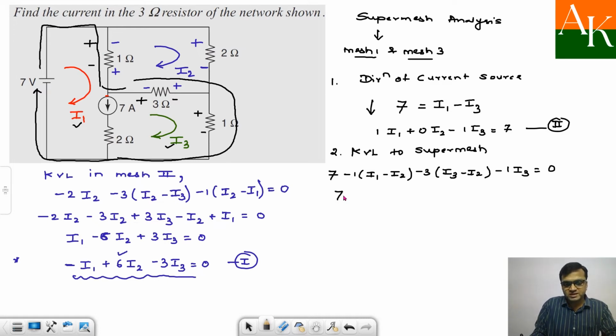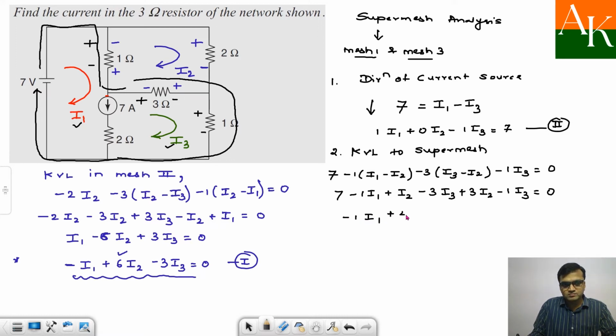Okay. So you solve this thing. So 7 minus 1 I1 plus I2 minus 3 I3 plus 3 I2 minus 1 I3 is equal to 0. So you will get minus 1 I1 plus 4 I2, and then you will have minus 4 I3 is equal to minus 7, transferring 7 on the other side. So this is equation number 3.